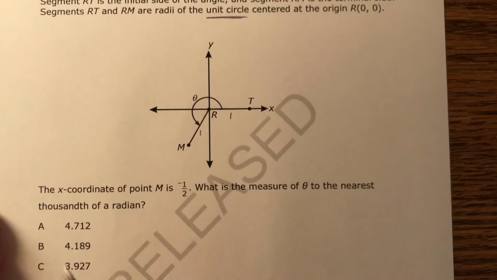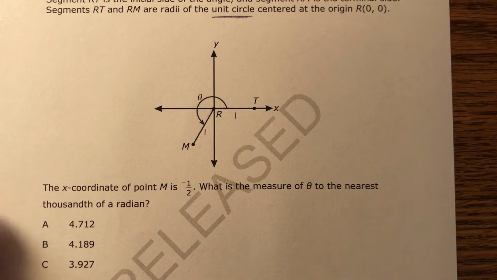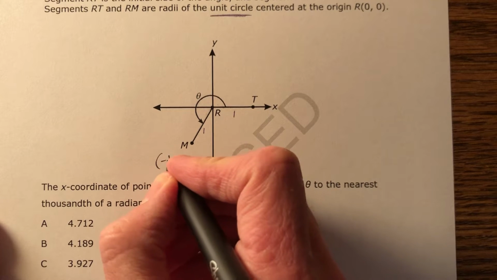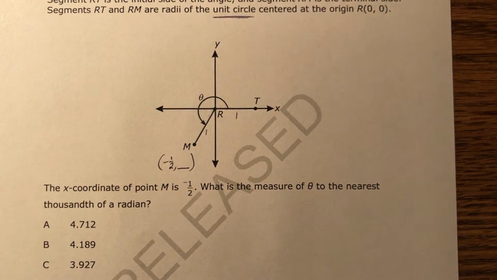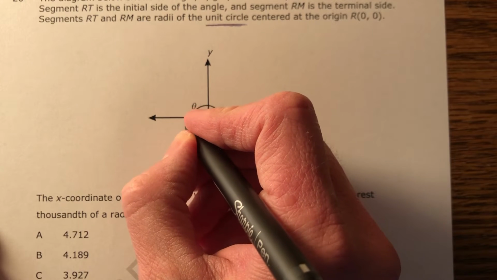Let's keep reading. The x-coordinate of point M is -1/2. Okay, well, so what do we do with that information? Well, not much. Let's just put it. There we go. Now, what's the y-coordinate? I don't know. Actually, you can very easily figure it out by using, here's the fun part, the Pythagorean theorem on this.